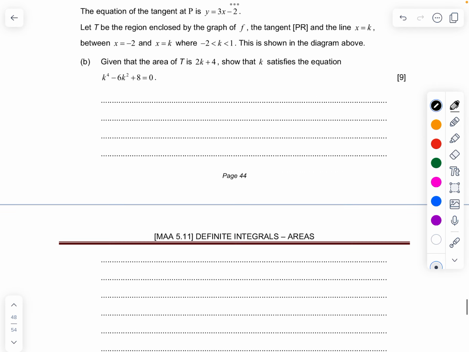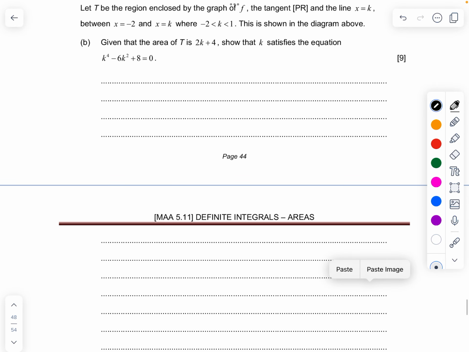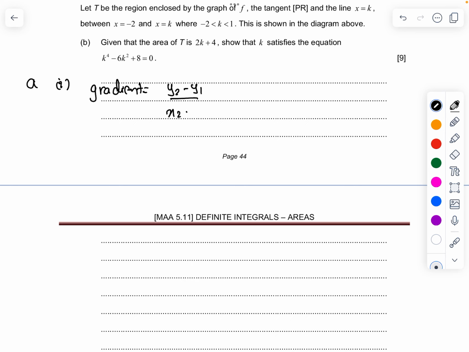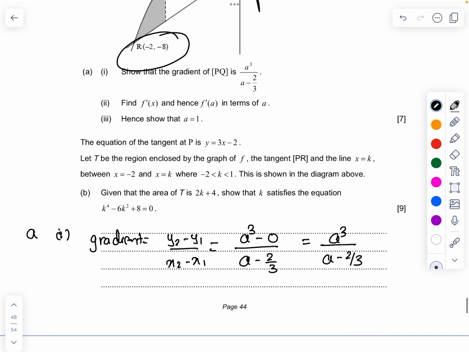So for finding the gradient, what am I going to do? The gradient is (y2 minus y1) upon (x2 minus x1). So that is a cubed minus 0 upon a minus 2/3. So that's going to be a cubed upon a minus 2/3. That's going to be the gradient.